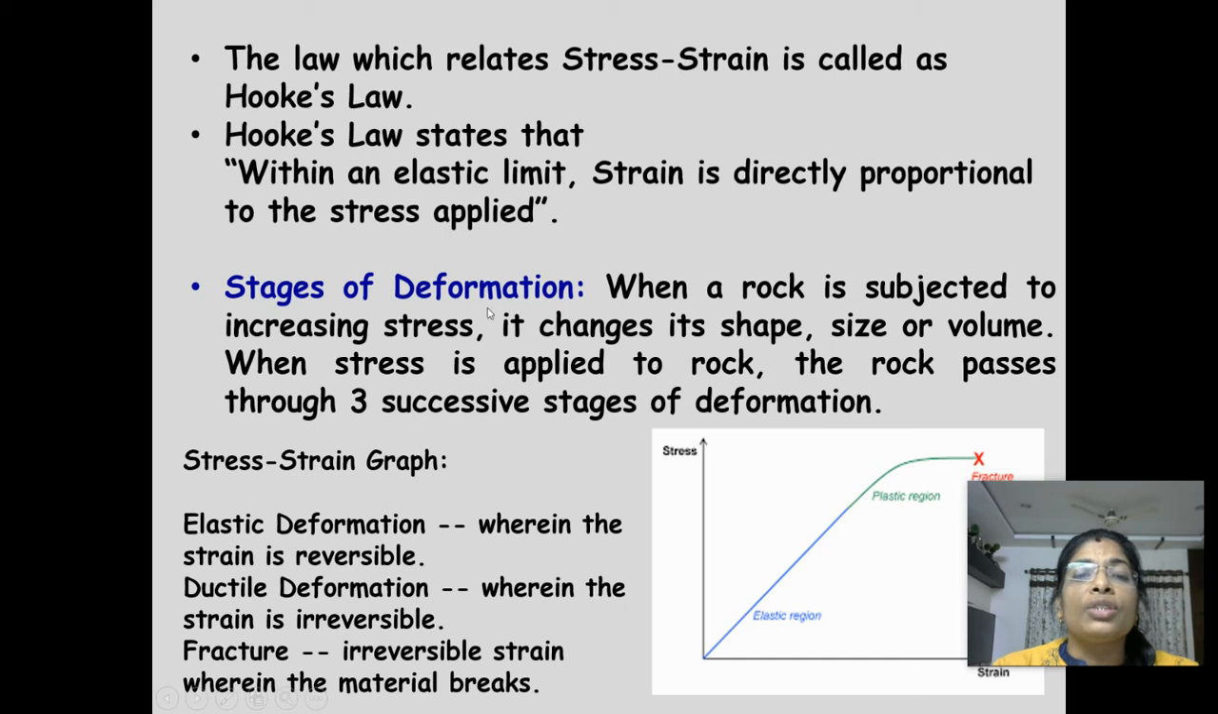The various stages of deformation. When a rock is subjected to an increasing stress, it changes its shape, size, or volume. When a stress is applied to a rock, the rock passes through three successive stages of deformation: the elastic stage, the plastic stage, and then fracture. This is the stress-strain graph which shows us the various regions: elastic, plastic, and fracture.